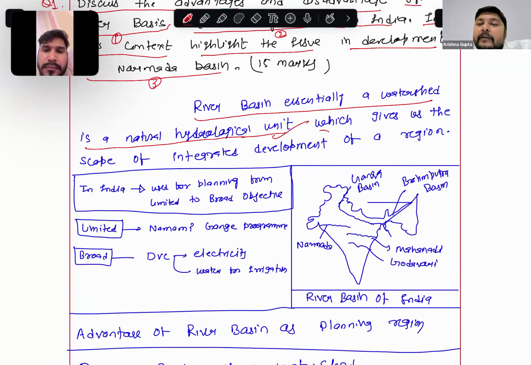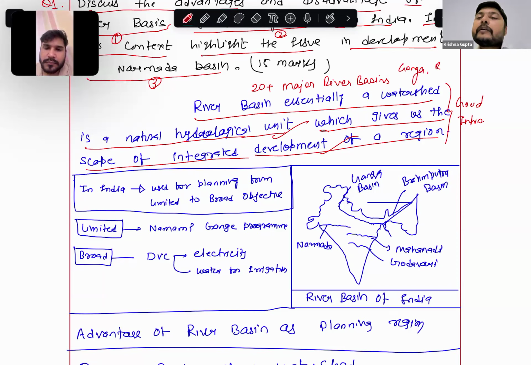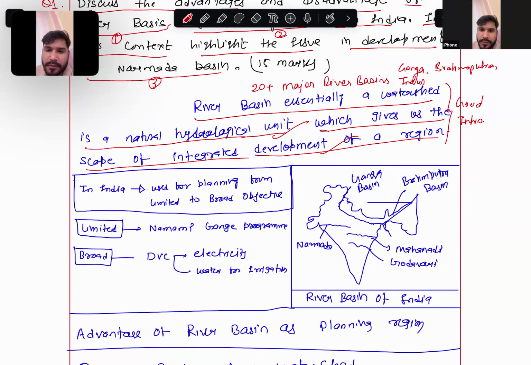Which gives us scope of integrated development of a region. Very good part here, this is a good intro. But if we look at India, we have 20 plus major river basins, like Ganga, Brahmaputra, then we have... Okay, so it is provided here already.